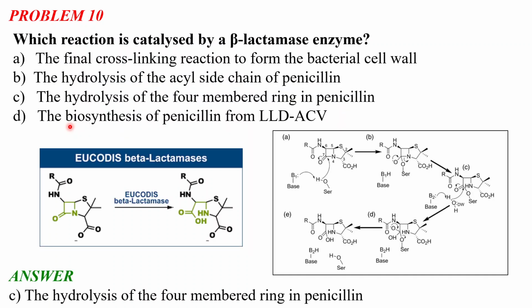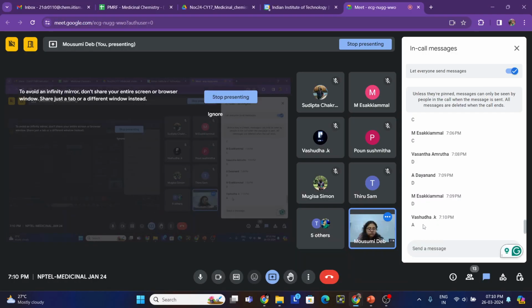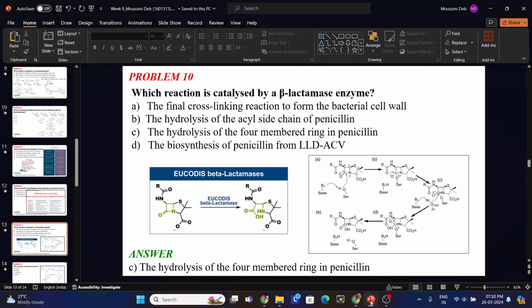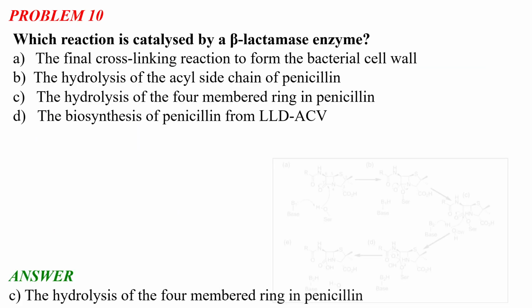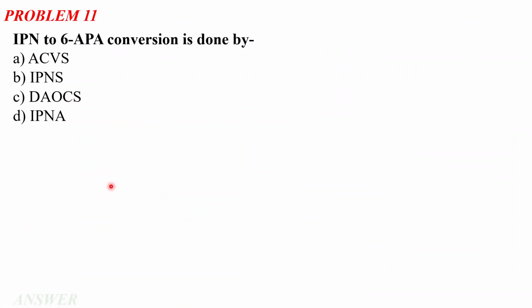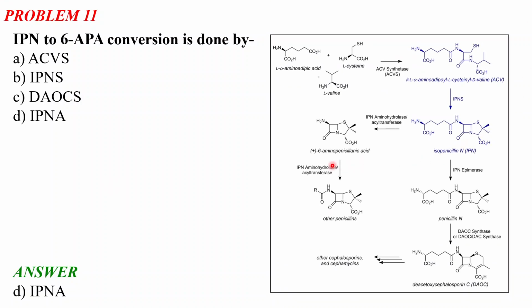Let me check the chat box. Number A, number D, number D, number D. Okay, so I have multiple number D and one number A. So let me check which of the following will be the correct one. The correct answer will be number D, IPNA.